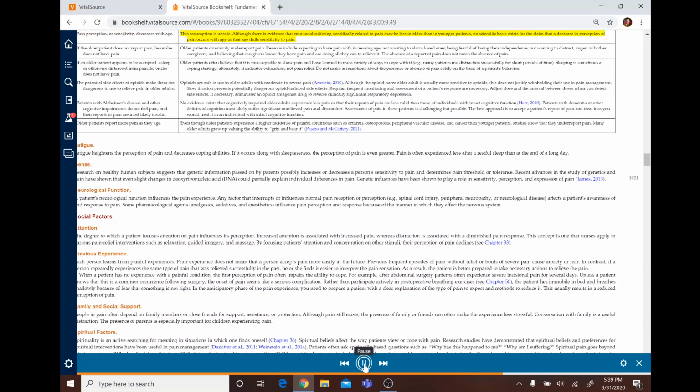This assumption is unsafe. Although there is evidence that emotional suffering specifically related to pain may be less in older than in younger patients, no scientific basis exists for the claim that a decrease in perception of pain occurs with age or that age dulls sensitivity to pain.